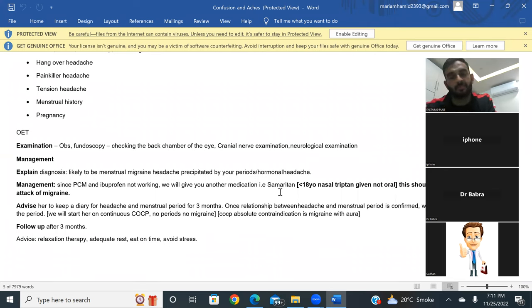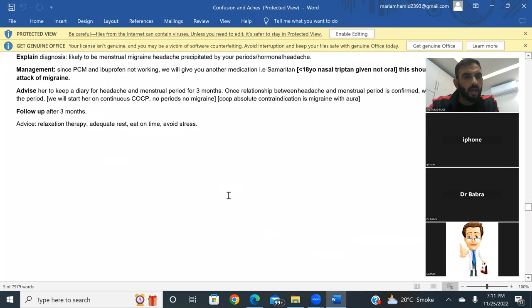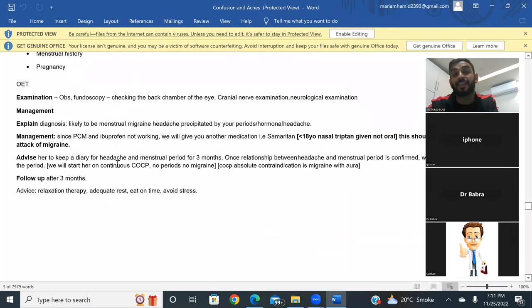Everybody knows that triptans are given nasally when the patient is below 18 years old. So here you will say you will be given the nasal triptan. Okay, what advice? Keeping a diary of the headache with the menstrual cycle. Again, you need to keep the diary so that the relationship can be established in a perfect way.